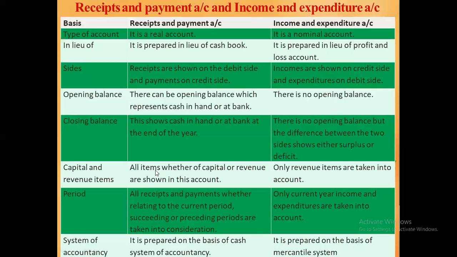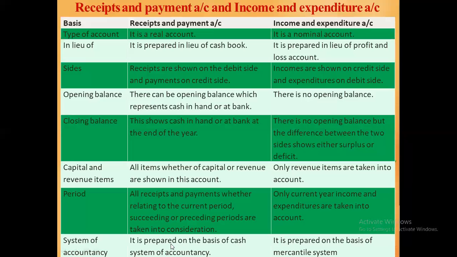The receipt and payment account records all cash receipts and all cash payments. It may be a revenue item or it may be a capital item. But the income and expenditure account records only the revenue items. The revenue receipts and revenue payments are recorded. Likewise, in the receipt and payment account, the current year receipts, previous year receipts and succeeding year receipts are recorded. But in the income and expenditure account, only current year incomes and expenditures are recorded.